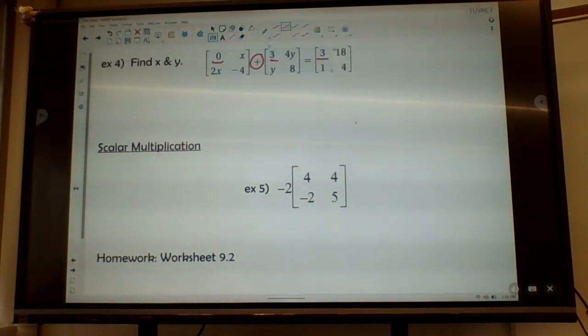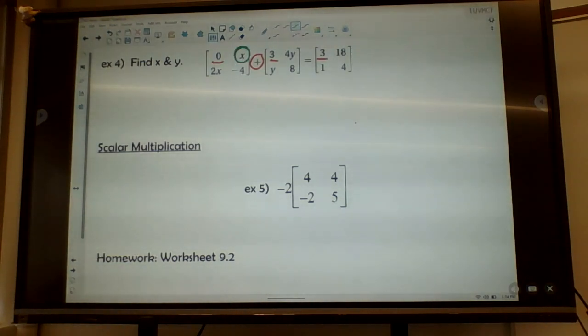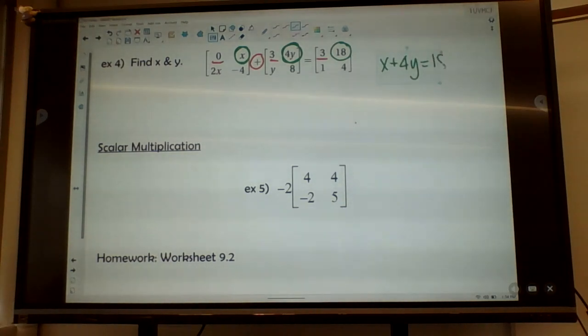So 0 plus 3 equals 3. Okay, like I agree with you, but that doesn't really help me. I want to find x and y. So I'm going to specifically look at the parts that include x and y. So I have x here plus 4y is going to equal 18. So I'm going to write that equation. x plus 4y equals 18.